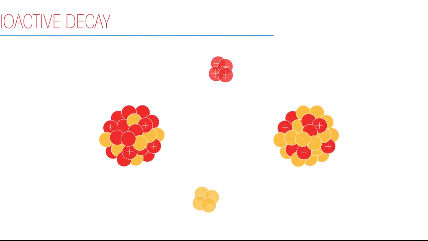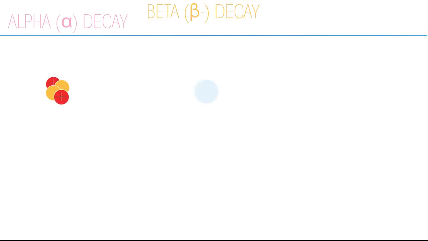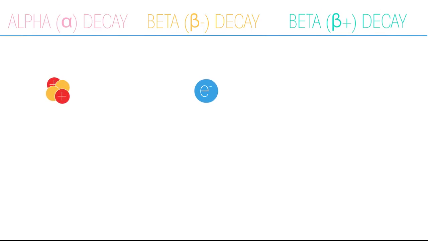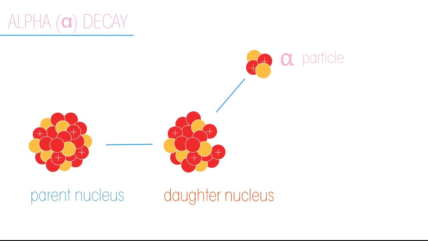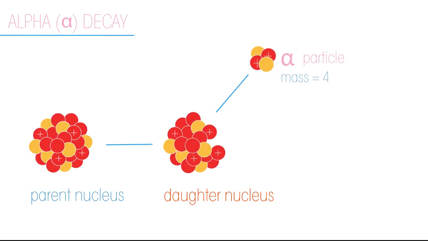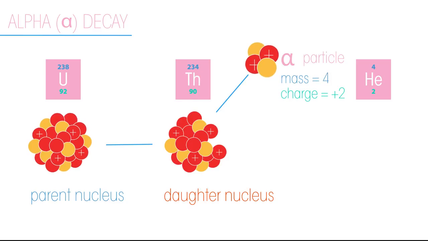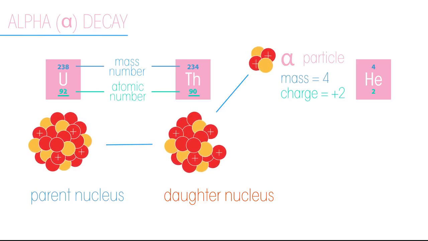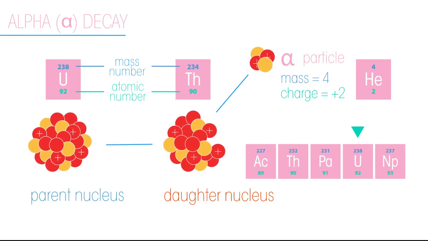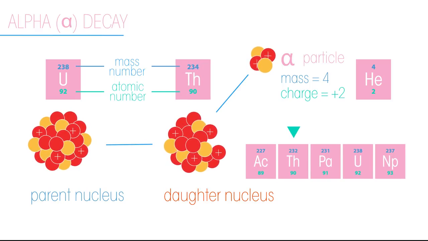There are three types of decay: alpha decay, beta decay minus, or beta decay plus. Alpha decay is the loss of an alpha particle. An alpha particle is made of two neutrons and two protons. They have a mass of 4 and a charge of +2. When an atom loses an alpha particle, the mass number decreases by 4 and the atomic number decreases by 2. A new element is formed that is 2 places lower in the periodic table.